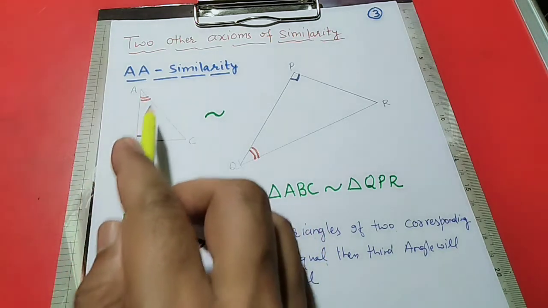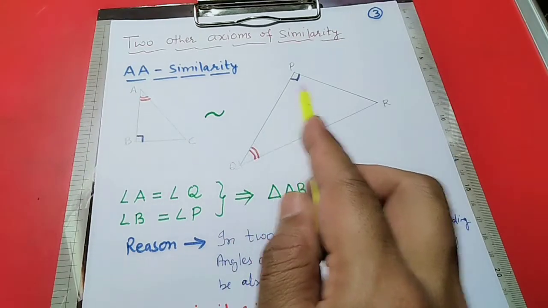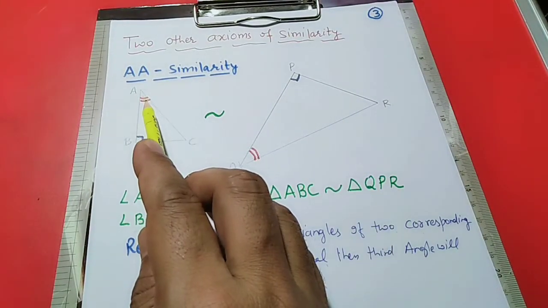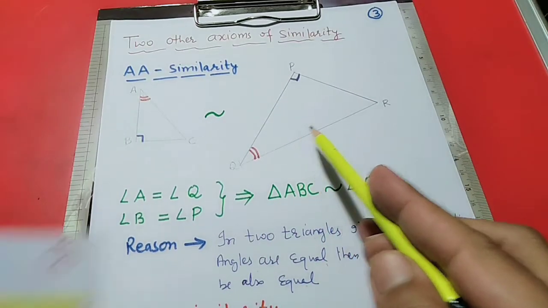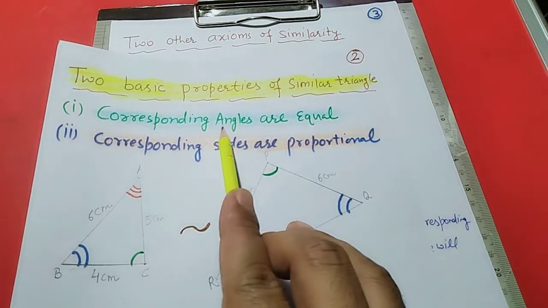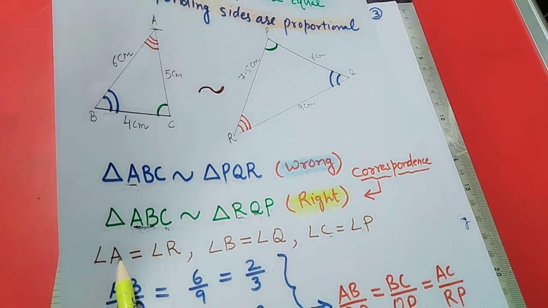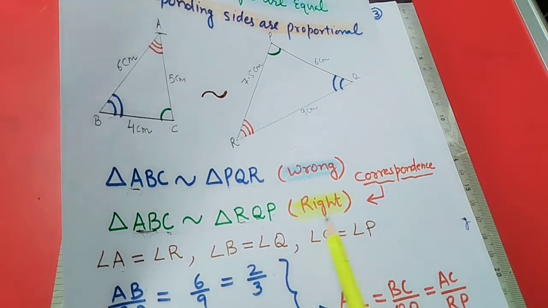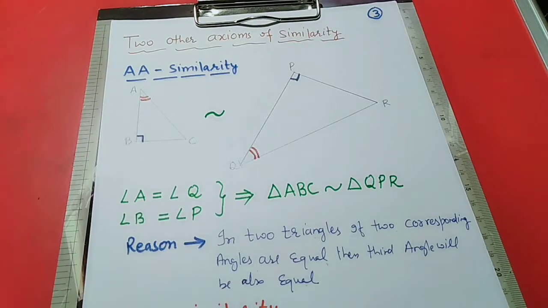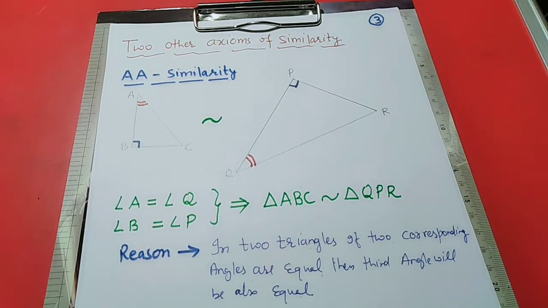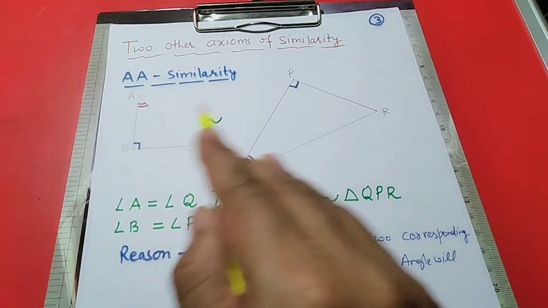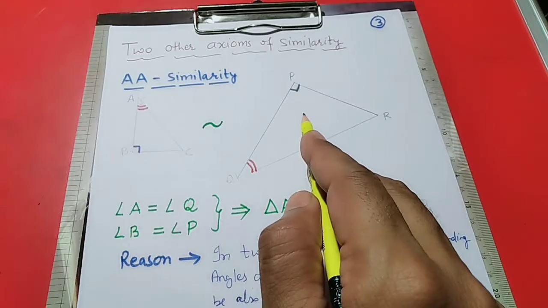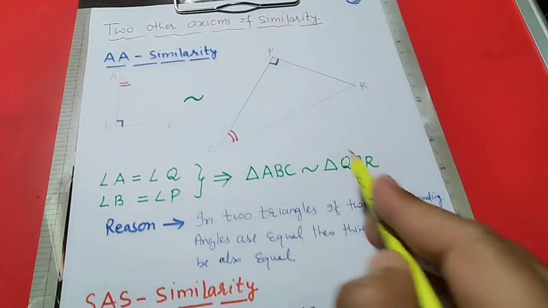So no need to show all three angles are equal. It is sufficient to show that two angles are equal. So it is the replacement of the angles property, the first property, corresponding angles equal. No need to write that all three angles are equal, just show two angles are equal. Then the third angle will automatically be equal. So this way we can reduce the method. It means if you are able to show that two angles of a triangle are equal to two angles of another triangle, then these two triangles will be similar.